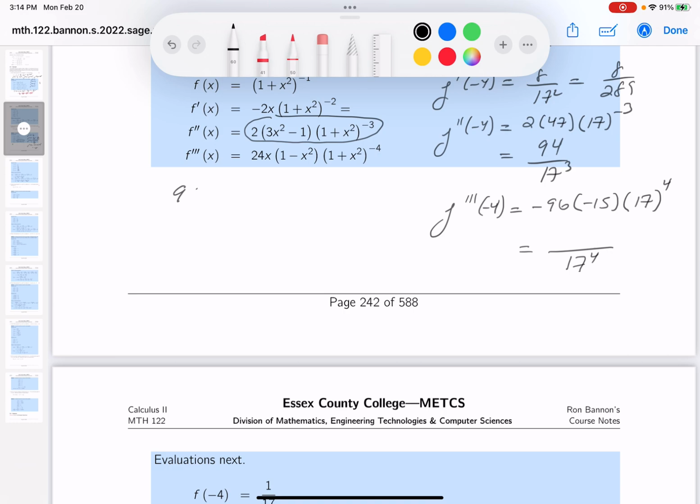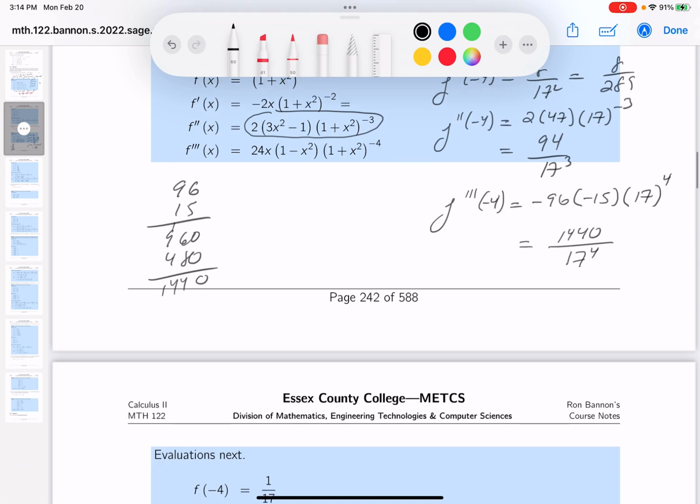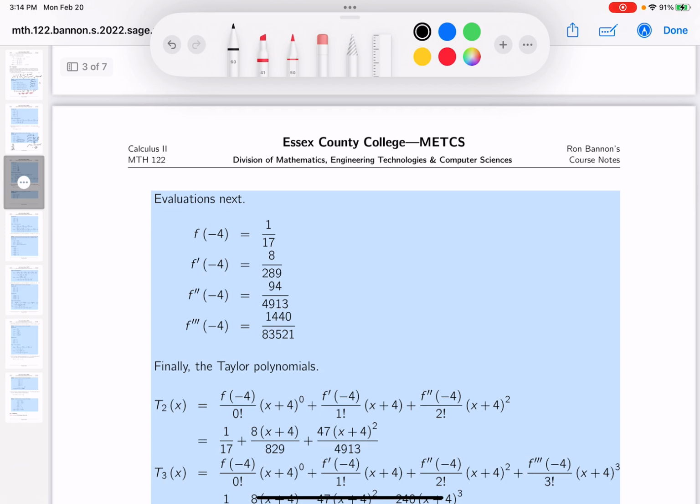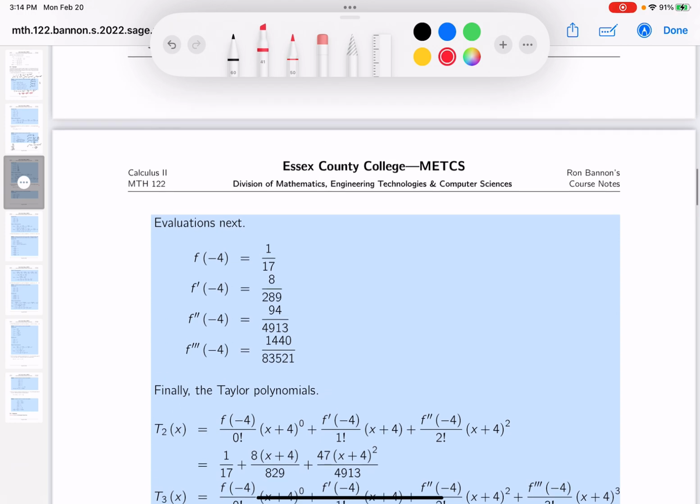But, you know, 96 times 15. I know it's positive, by the way. That's 960. And let's see, half of 960 is 480. That's 0. 8 and 6 is 14. 1440. All right. So again, my idea of this over here is just kind of writing things down.